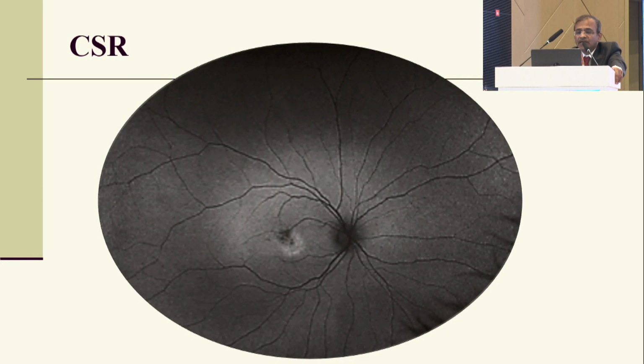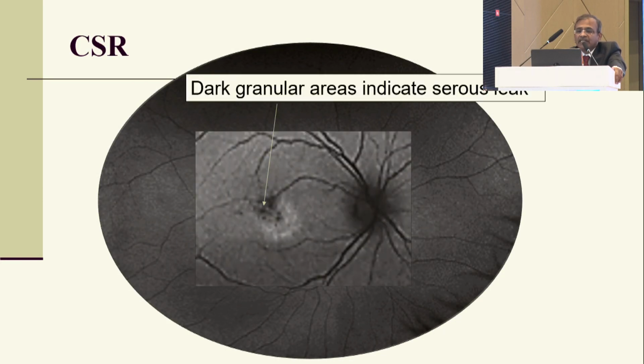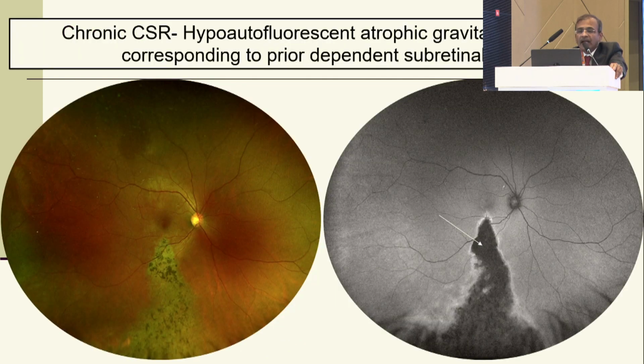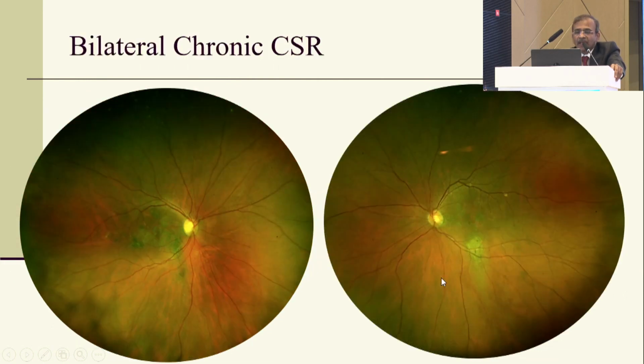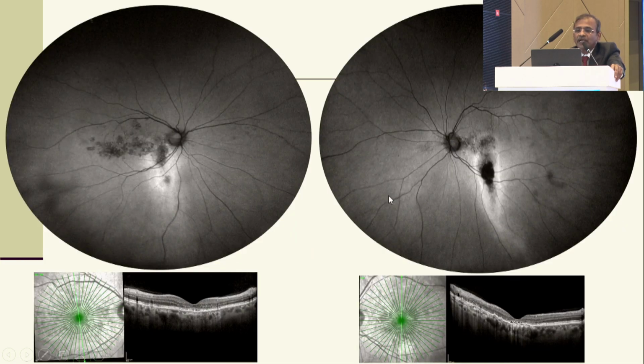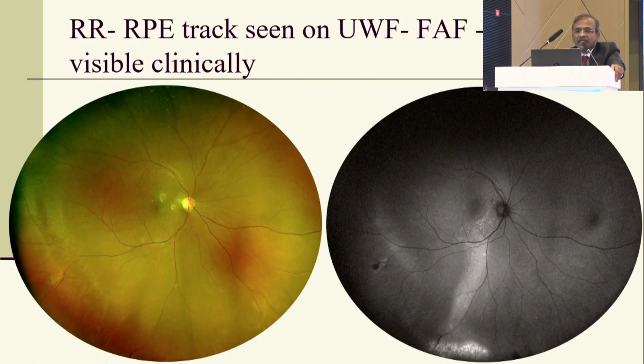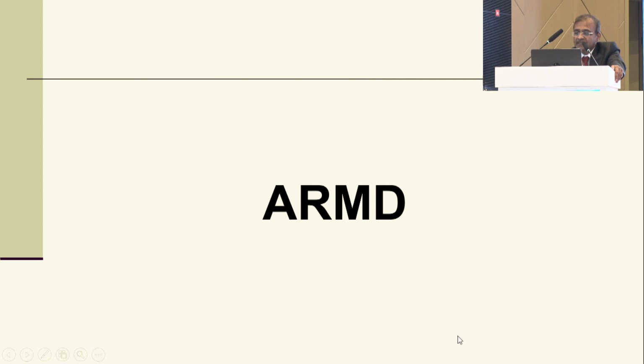In cases of CSR also it is very helpful, because the dark granular area is indicating serous fluid and hyperautofluorescence is seen, and you can see typical tracks here which are very classical of chronic CSR. If you have bilateral chronic CSR, clinically you don't see much change, but if you do an autofluorescent image, you can see very well that there are extensive changes in the RPE. Similarly, in this you can see the tract which is not clinically seen, but with hyperautofluorescence you can see the extent of the changes.